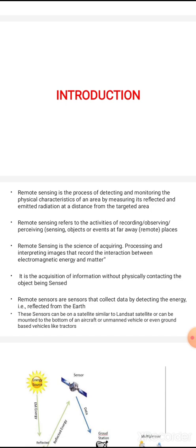Okay, so here remote sensing is used to find out physical characteristics of an area, and how it is carried out. It is carried out by sending electromagnetic radiation to a targeted area, and this radiation strikes the objects and is reflected, and by collecting this reflected radiation we can find out the physical characteristics of that area.